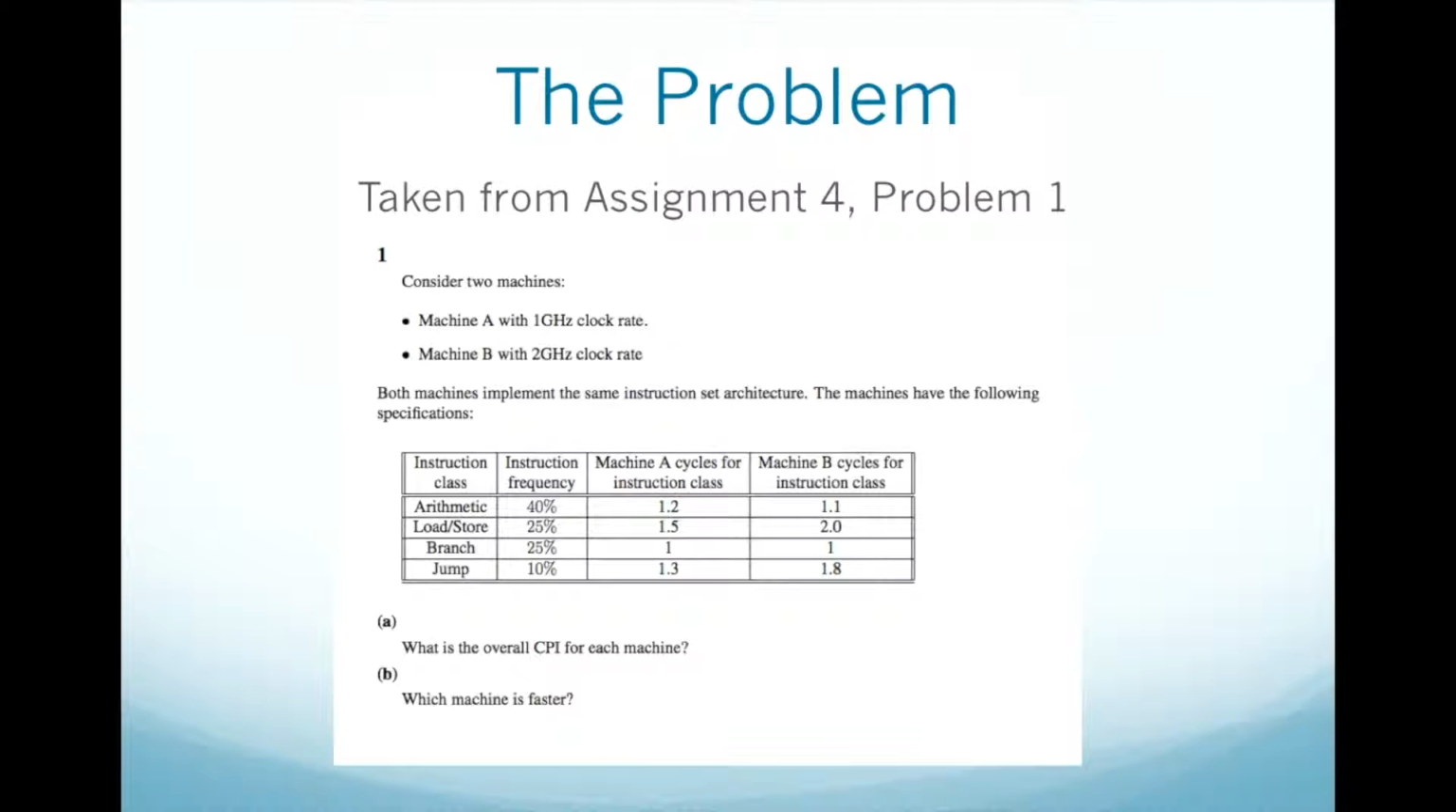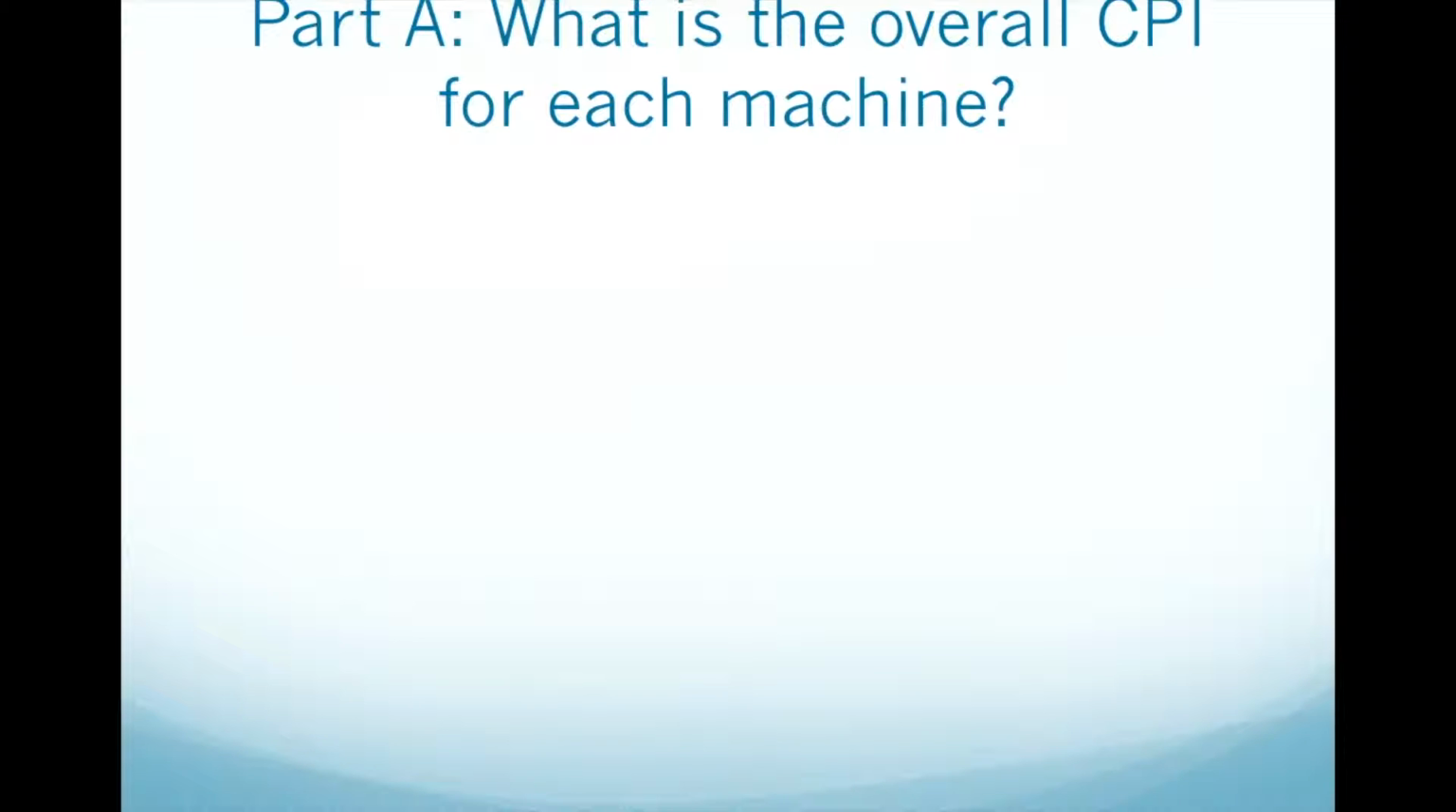So pretty much this problem gives us two different machines and it gives us the different specs of each machine. And the first part wants us to find the overall CPI for each machine, and the second part wants us to see which machine is faster. So let's just concentrate on the first part. Part A asks, what is the overall CPI for each machine?